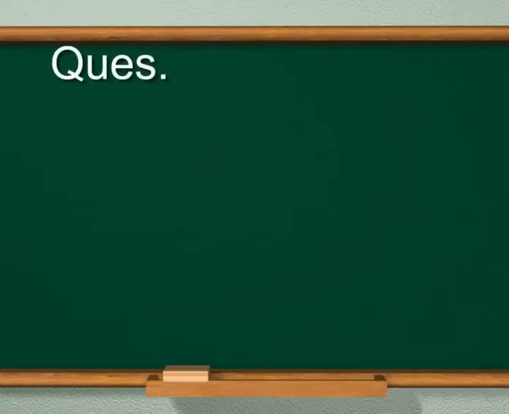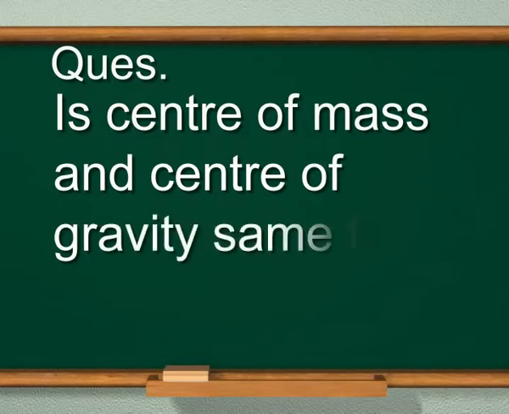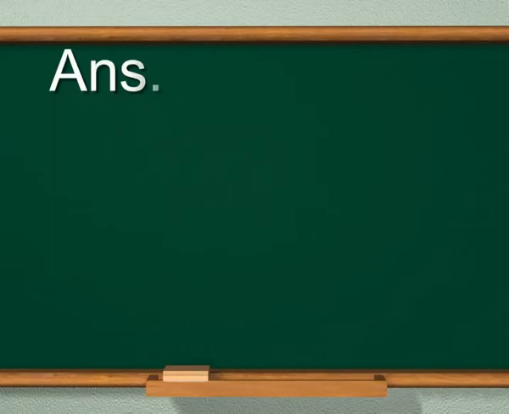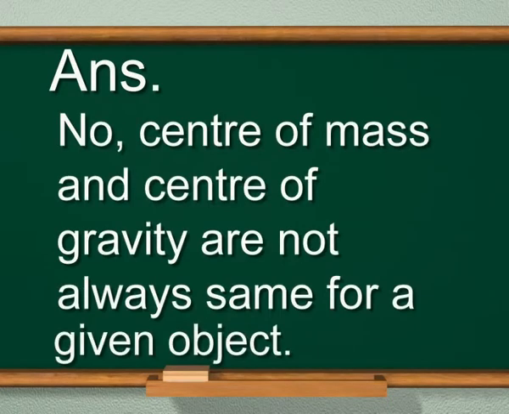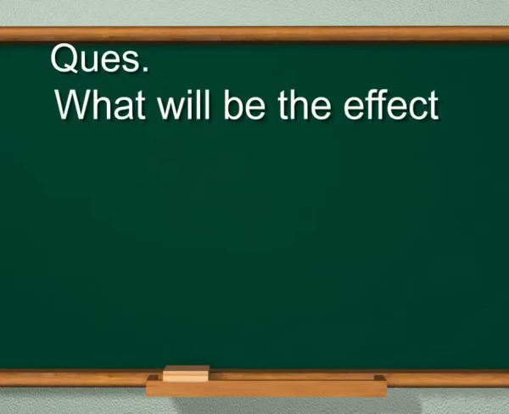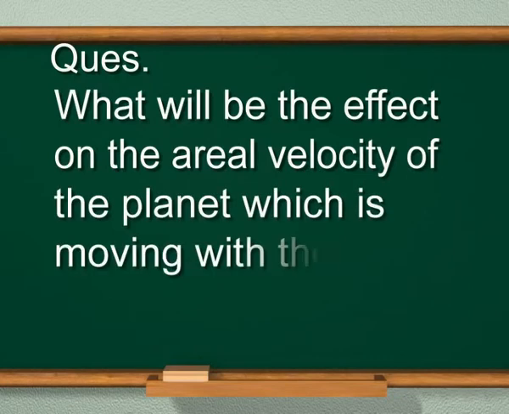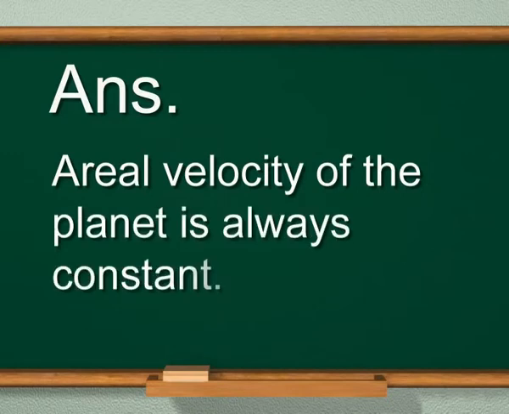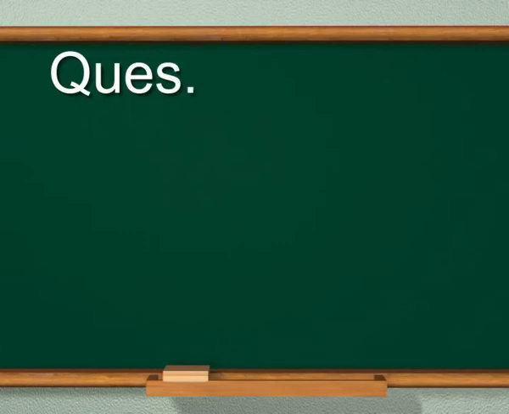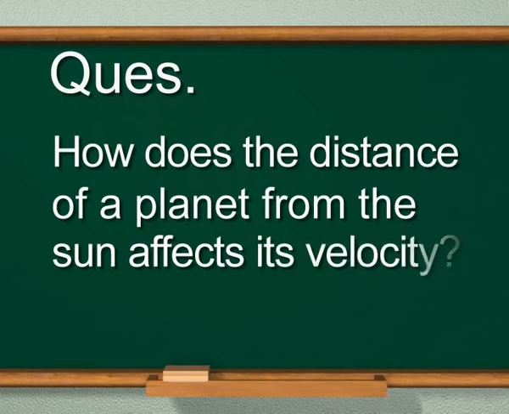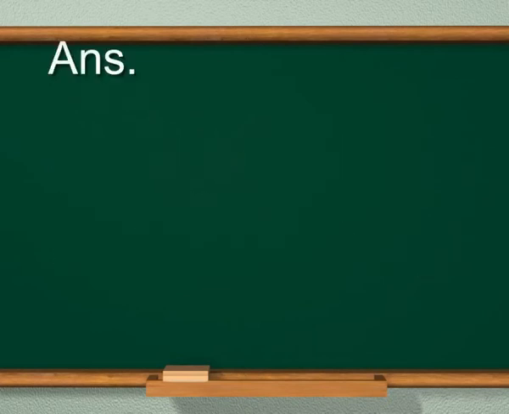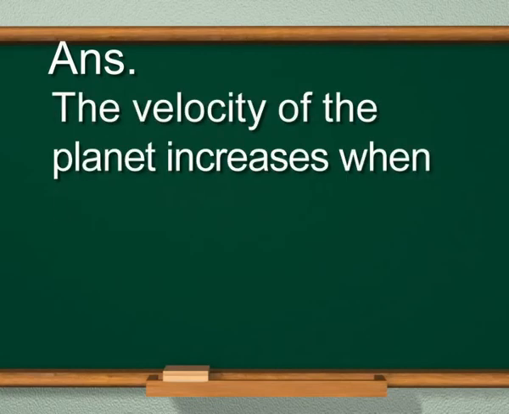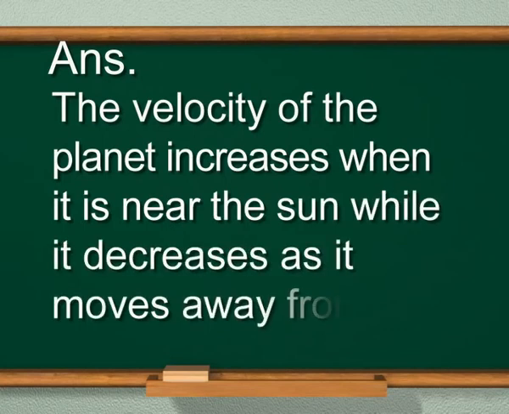Here are some questions and answers for you to verify your learning of this lesson. Question number 1. Is center of mass and center of gravity same for every object? And the answer is no. Center of mass and center of gravity are not always same for a given object. And the next question is, what will be the effect on the aerial velocity of the planet which is moving with the constant angular momentum? And the answer is, aerial velocity of the planet is always constant. And the next question is, how does the distance of a planet from the sun affect its velocity? And the answer is, the velocity of the planet increases when it is near the sun, while it decreases as it moves away from the sun.